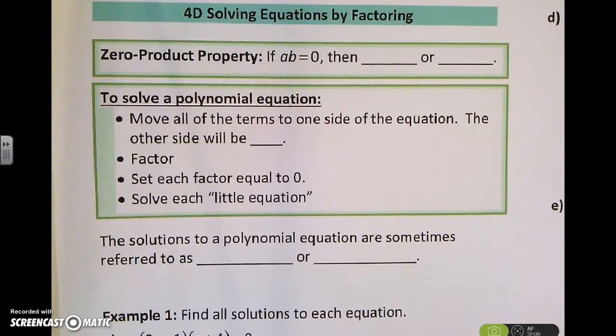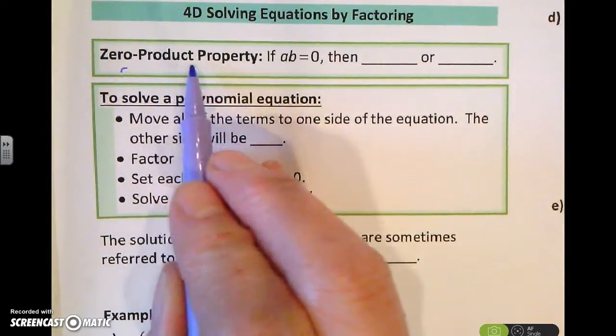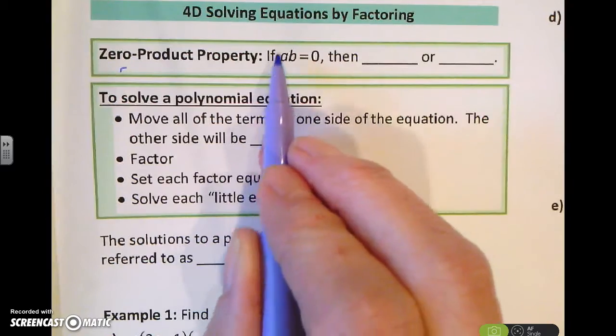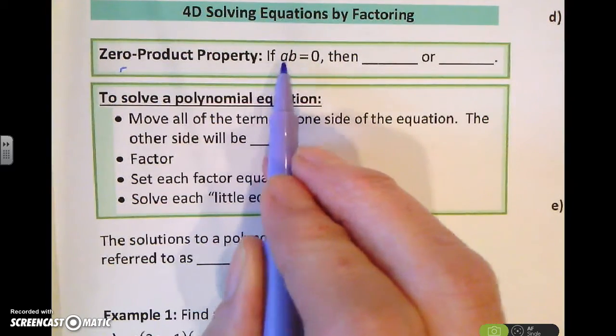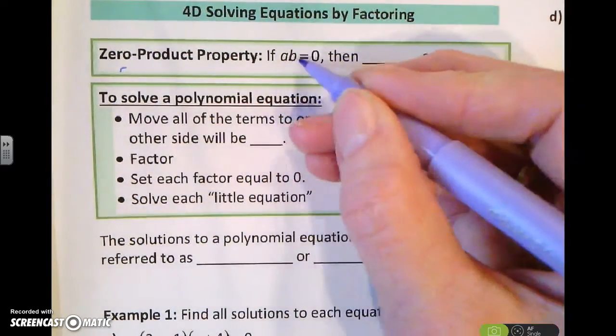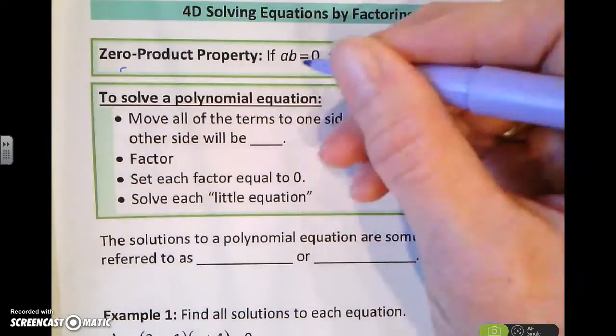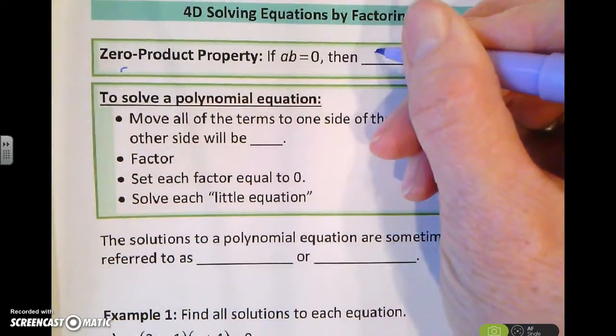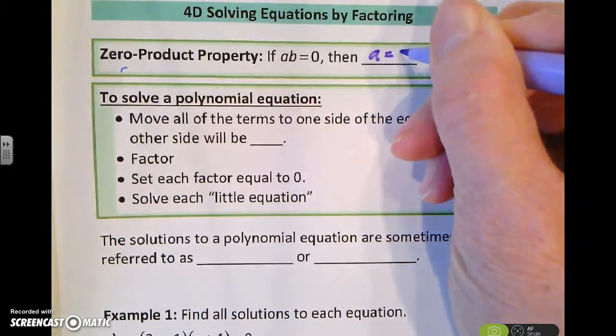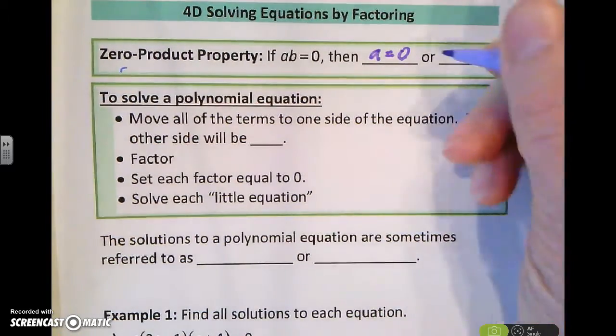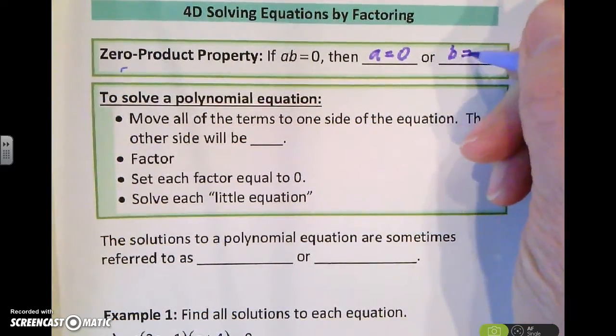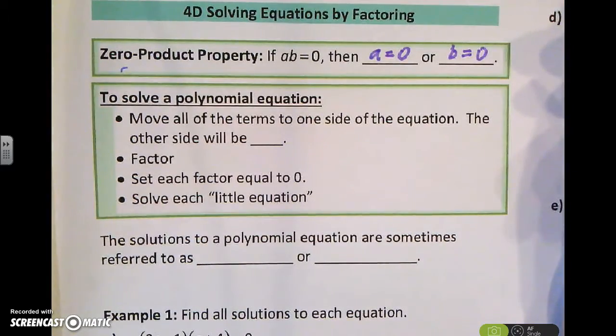In this unit, we're going to be solving equations by factoring. In order to do that today, we're going to use the zero product property. It states this: if AB is equal to 0, so if I have a product of two variables and they're equal to 0, then one of them has to be 0. Either A is 0 or B has to be 0, or maybe both of them are 0. So we're going to use that property.